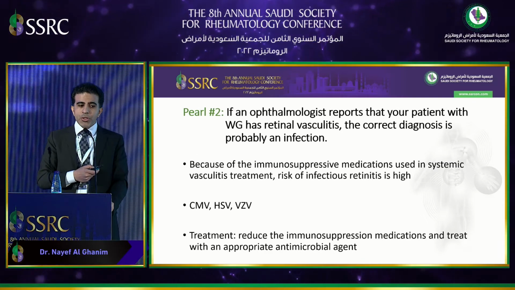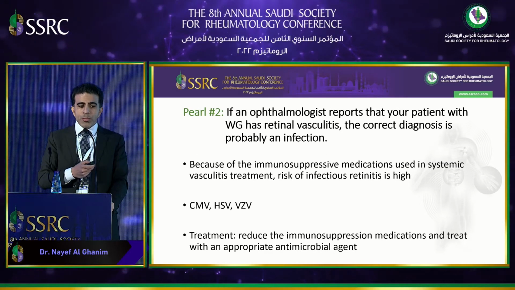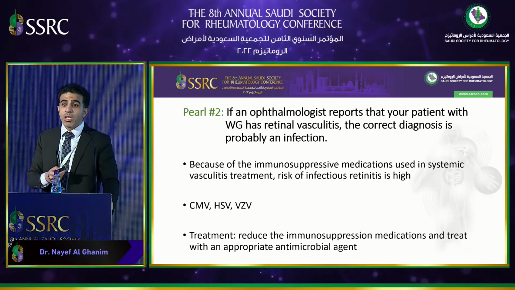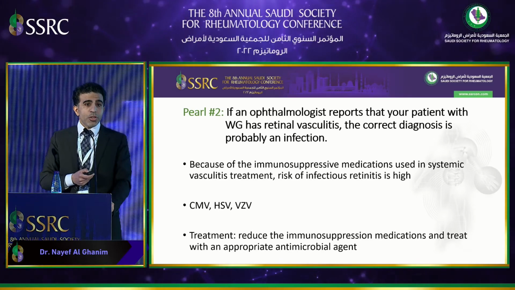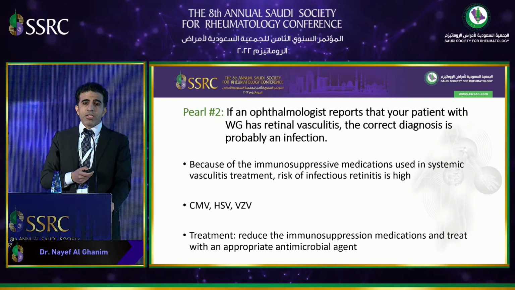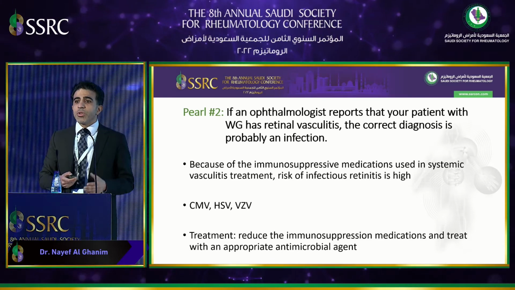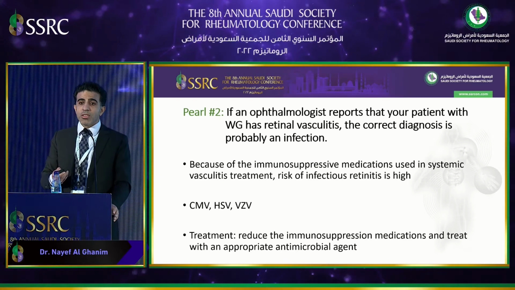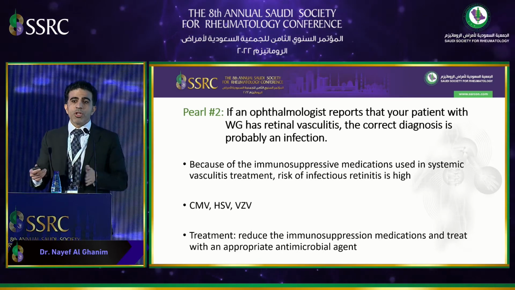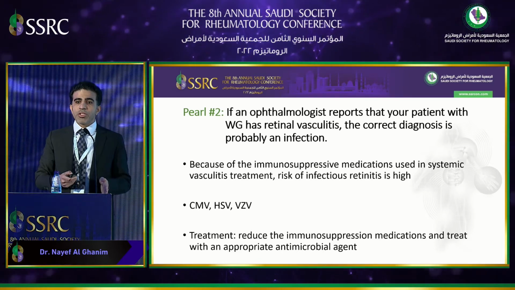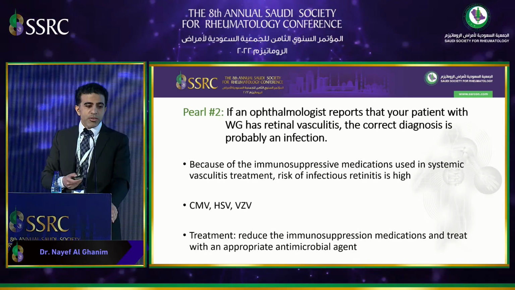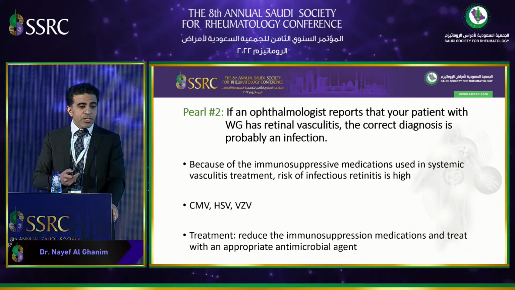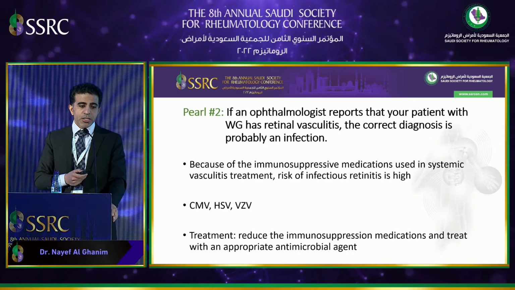This leads us to pearl number two. If an ophthalmologist reports that your patient with Wegener's has retinal vasculitis, the correct diagnosis is probably an infection. We use a high dose of steroids and a lot of immunosuppressive medication, and this increases infection. So if your patient with vasculitis says that he has blurred vision, and the ophthalmologist says that he has retinal vasculitis, you don't have to think of systemic vasculitis, you have to think of infection, and mainly viral infection like CMV, herpes zoster, varicella zoster. And the treatment in this case is antimicrobial medication and to reduce the immunosuppressive medication.